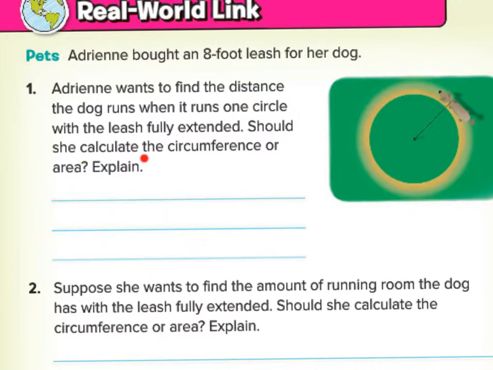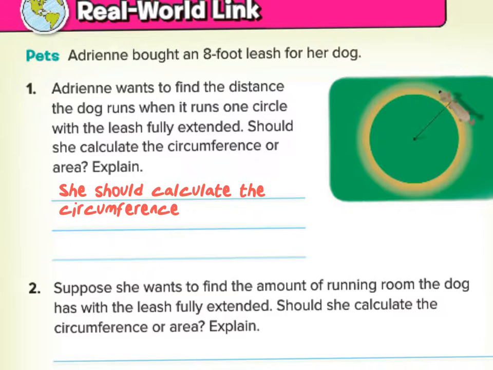Should she calculate the circumference or the area? Okay, so the circumference, she wants to know the distance the dog runs when it runs one circle with the leash fully extended. The leash fully extended would be right to there. And if the dog runs one full circle, we are measuring the distance around the circle, are we not? So we really just want to know the circumference. So she should calculate the circumference right there.